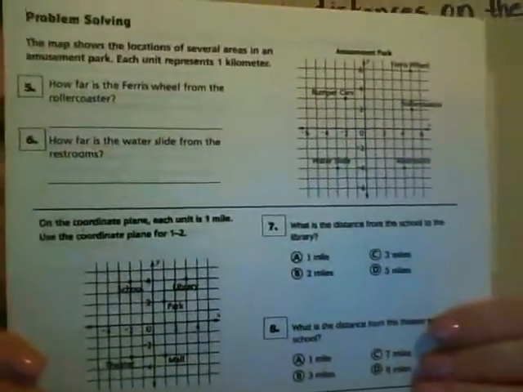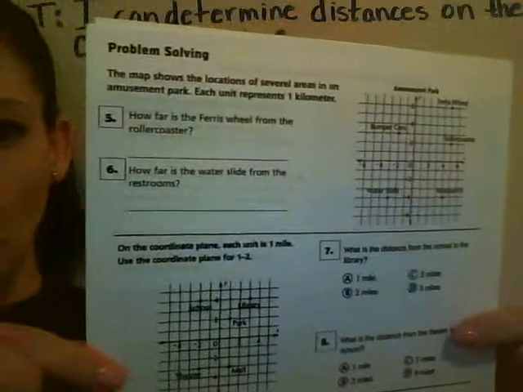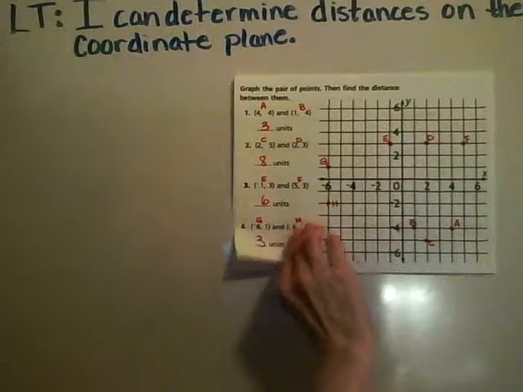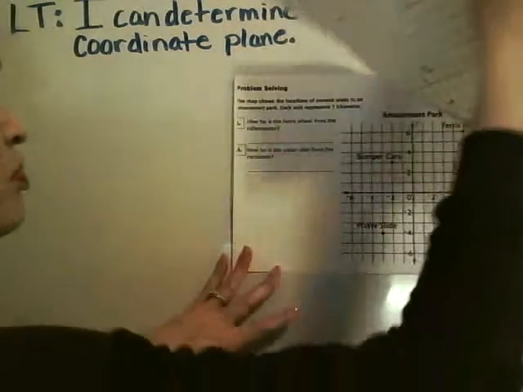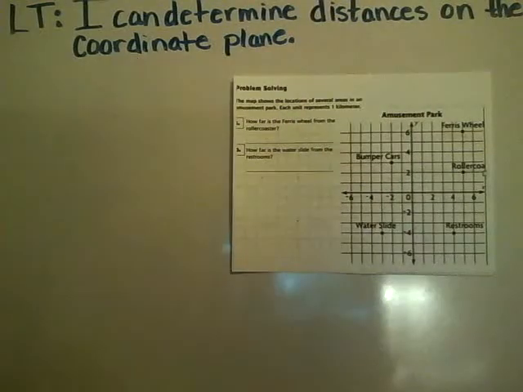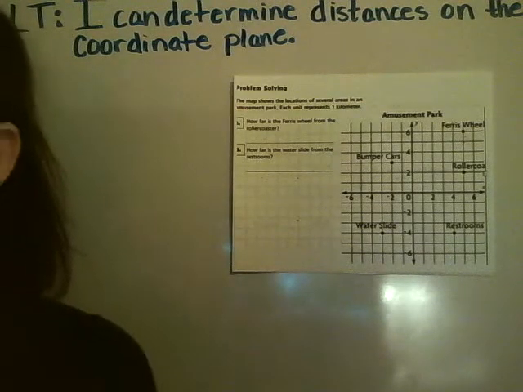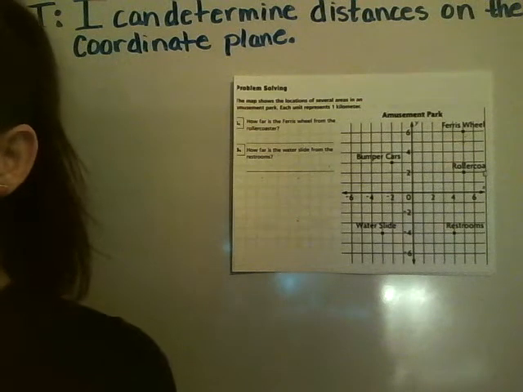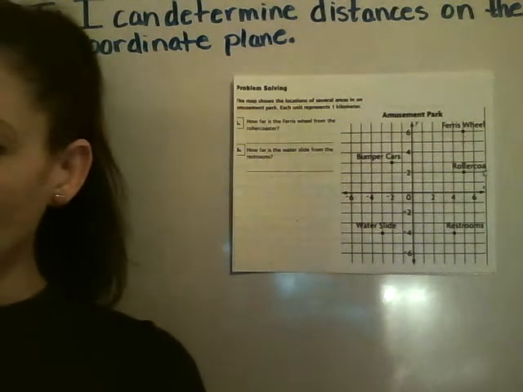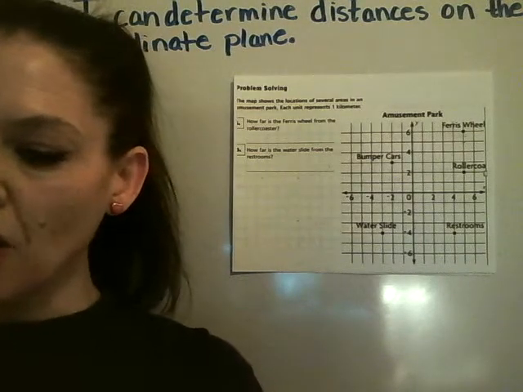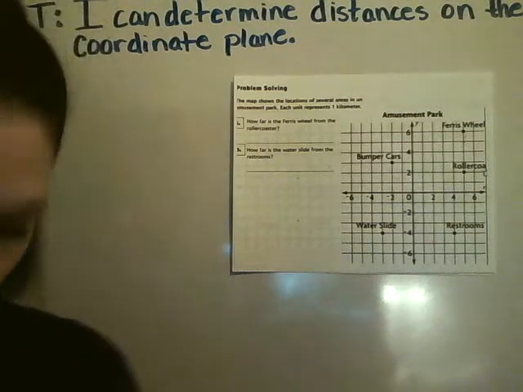So we're going to work on 5 and 6, 7 and 8, and 9 will be the last one that we work together, and then you're working on your own. Okay, so let's refer to 5 and 6. Okie dokie. The directions say, the map shows the locations of several areas in an amusement park. Each unit represents 1 kilometer. How far is the Ferris wheel from the roller coaster?